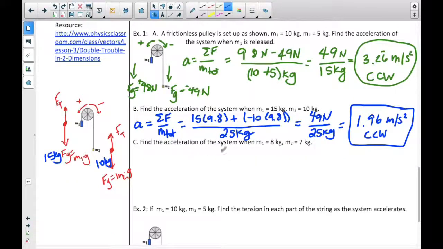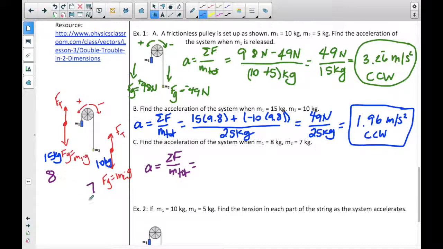So now on example C, I have another setup, but this time I have a total of 15, which was the same total as I had on example A. But I have a difference much smaller, only 2 kilogram difference. And so again, we'll set up our formula, and our sum of our forces have an 8 over here and a 7 over here.